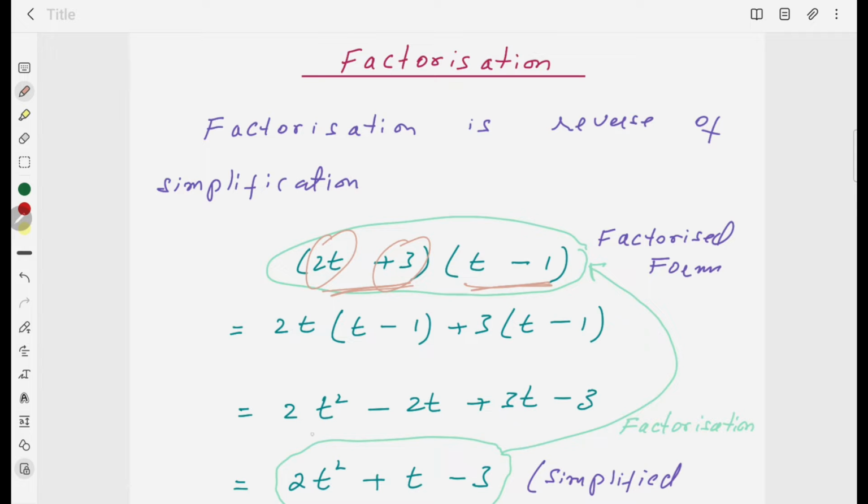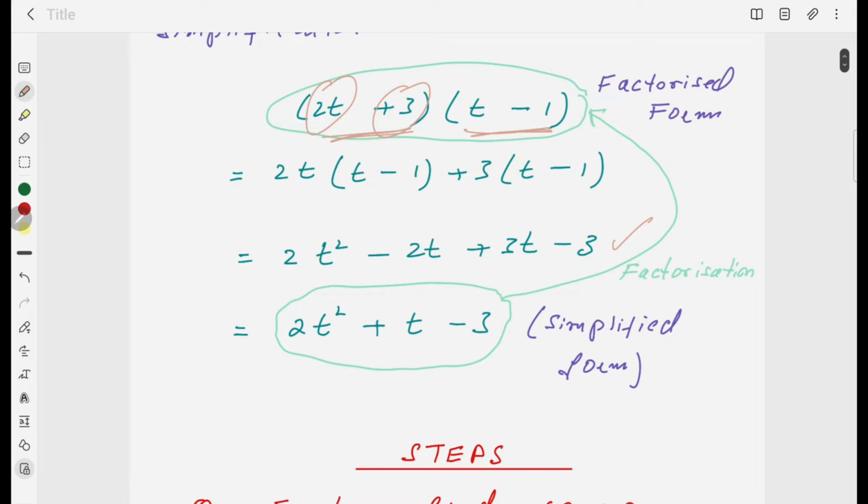On simplification, I will get 2t squared minus 2t plus 3t minus 3. I can simplify these two terms. Minus 2t plus 3t will become plus t. So my simplified version is 2t squared plus t minus 3. This is the simplified form.